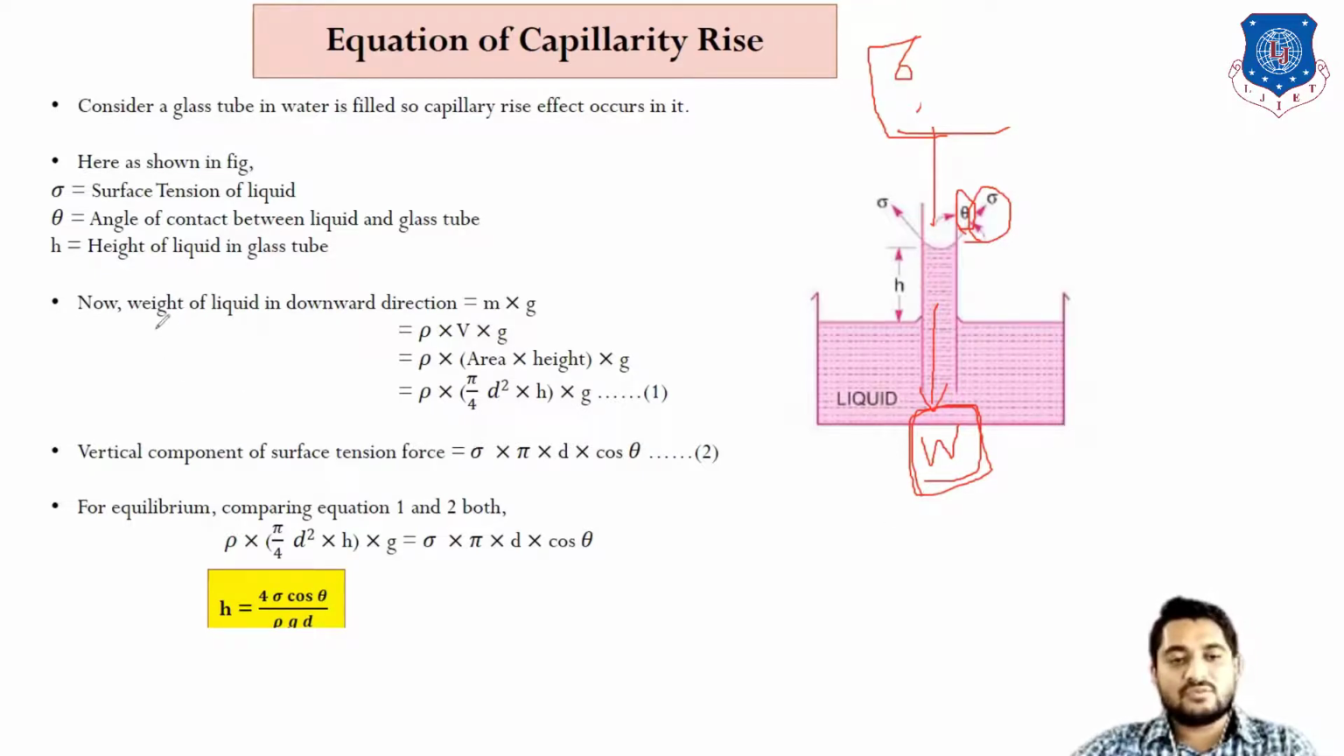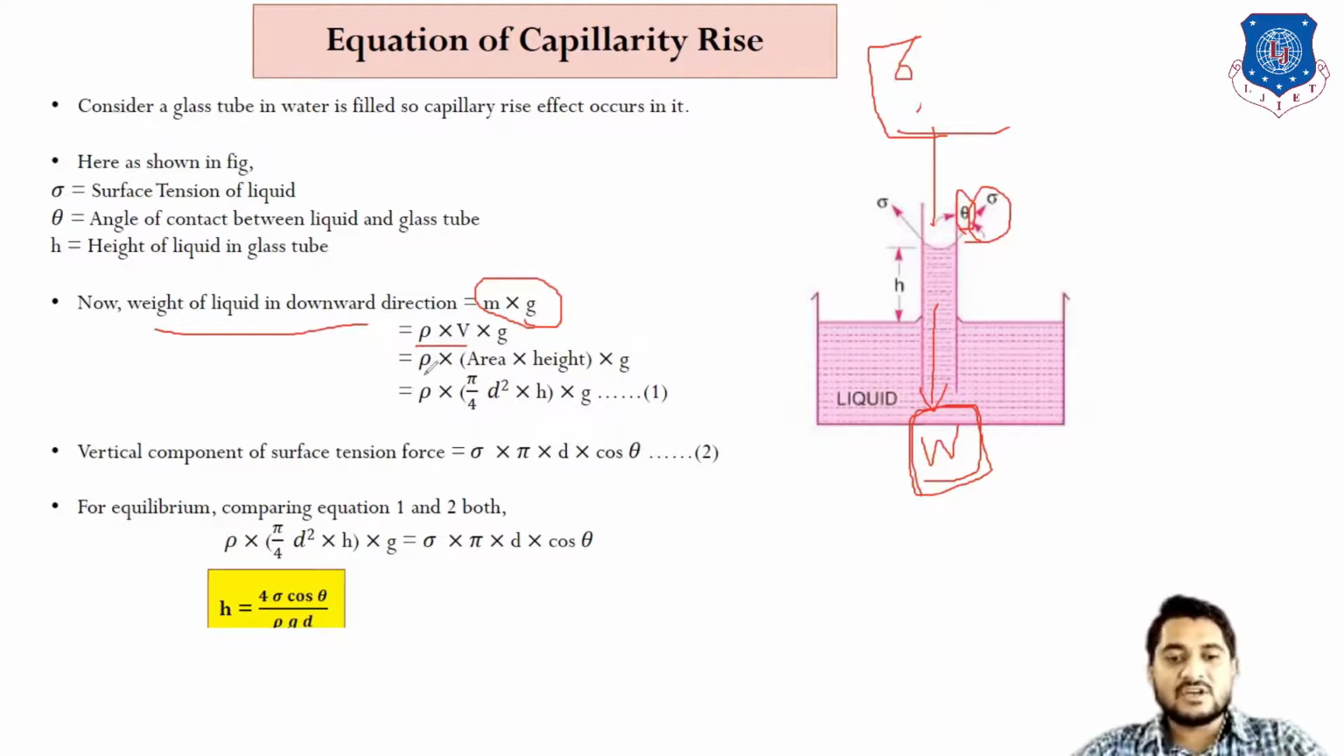Now, the weight of the liquid in the downward direction. First we have to find the weight. You already know about it. Weight W is equal to mass into gravity g, so W is equal to m into g. For mass, we can write mass is equal to rho into V, where rho is density and V means volume. So mass is equal to rho into V, so rho V into g as it is.